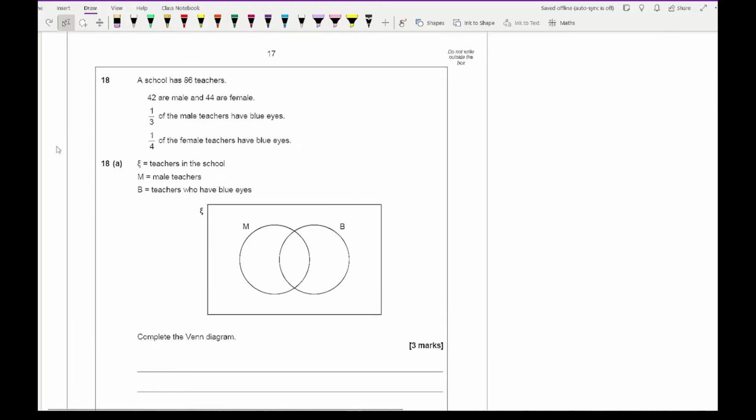So when dealing with a Venn diagram, what you want to do is always start in this middle area here. And what does that middle area represent? It represents males with blue eyes. Now we know that a third of male teachers have that, so we need to work out a third of 42. So if I just do that on my calculator, a third times 42 equals 14. So this is going to be 14.